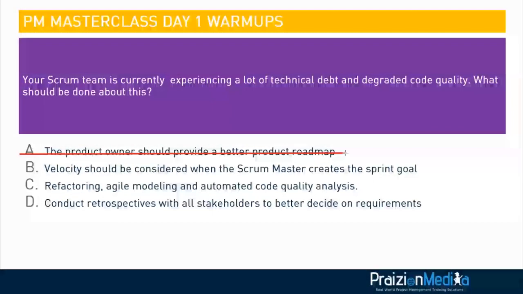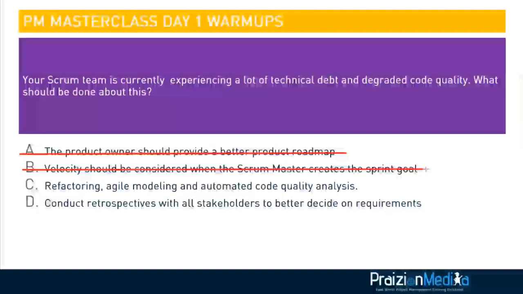This degraded code quality is not the fault of a product roadmap. This is to do with the team. This is to do with how work is being done. And it has nothing to do with the product roadmap. And saying the product owner should provide a better roadmap means there's no understanding of Agile if that's the choice. So very poor understanding of it, because the roadmap is done by a number of people.